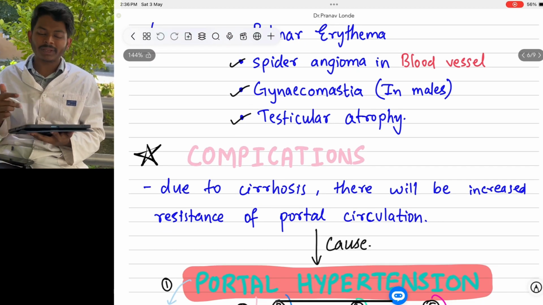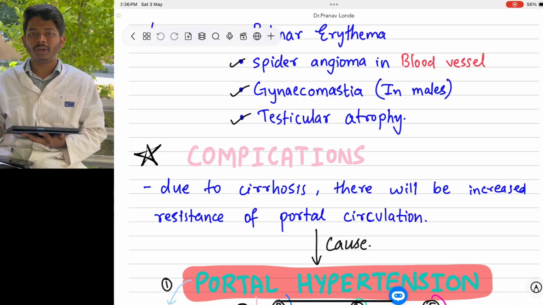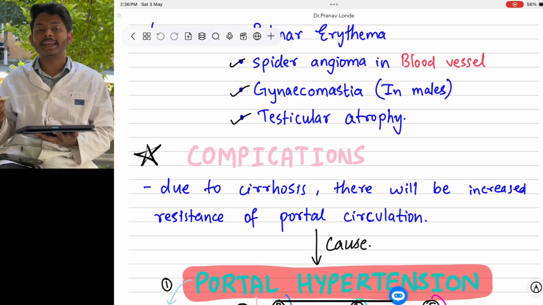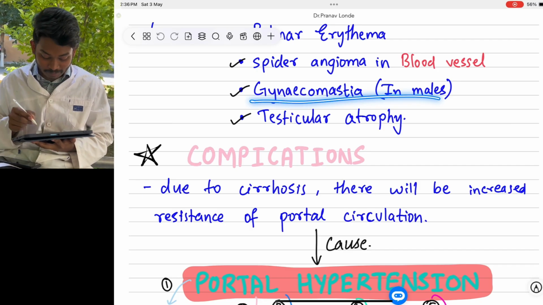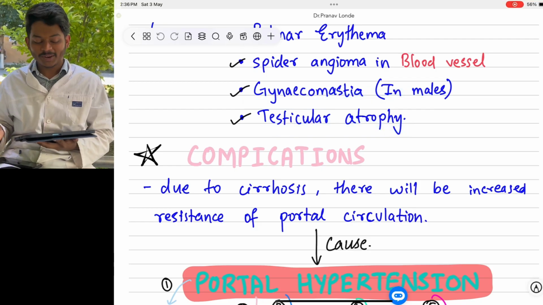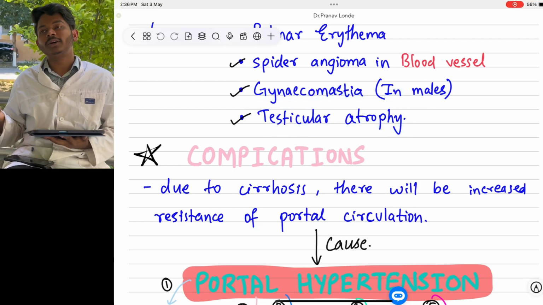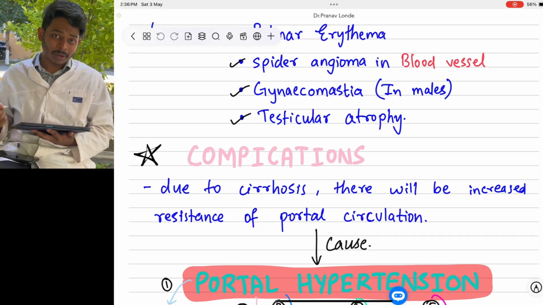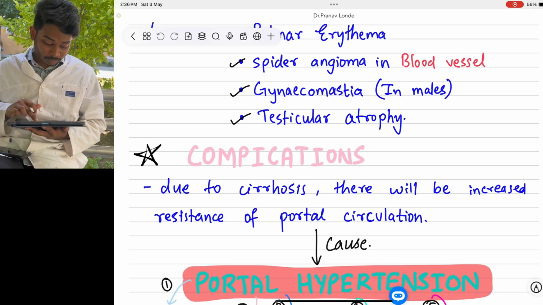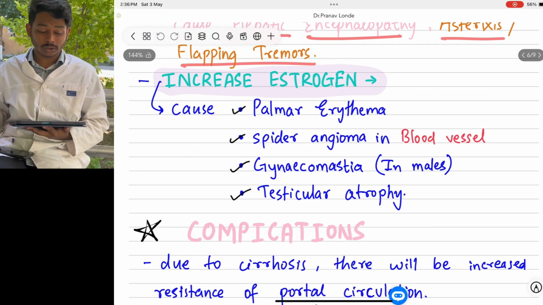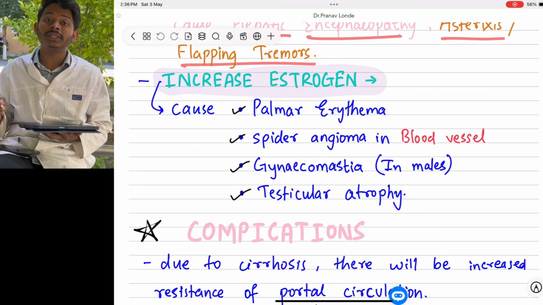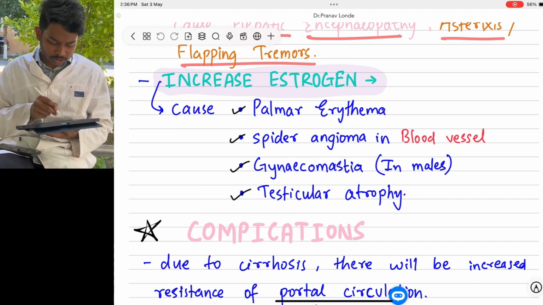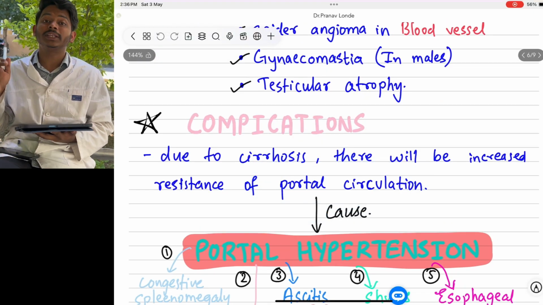Next is gynecomastia in males. As we know, increased estrogen may cause breast development in males, so gynecomastia can occur in males. And testicular atrophy. We know that for development of testicles, estrogen is not important, but testosterone is very important. So when there is an increase in estrogen, there will be testicular atrophy. Atrophy means decrease in the size or decrease in the developmental stages. So there will be testicular atrophy due to increase in estrogen.